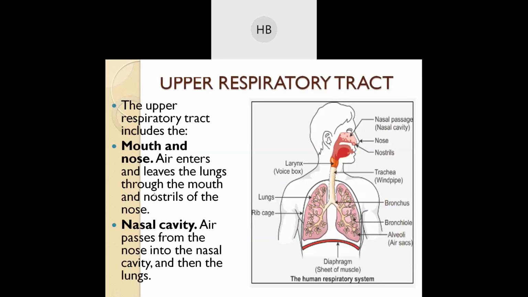Okay, so next is the upper respiratory tract. In the upper respiratory tract, what are the organs that you will find in it? The first ones are the mouth, nose, and nostrils. This is your mouth, this is your nostrils, and this is your nose.